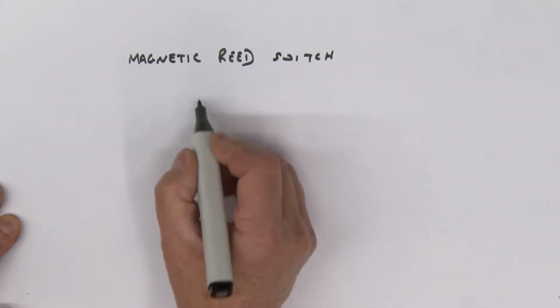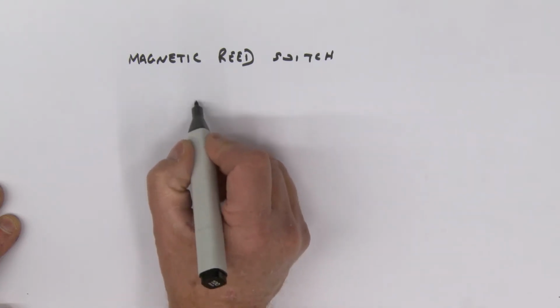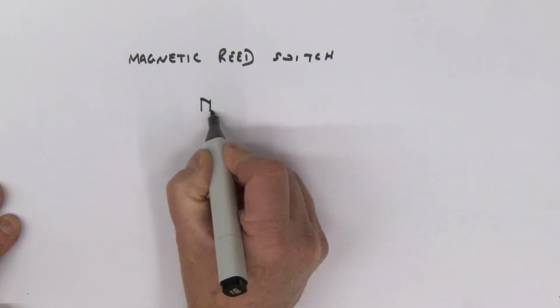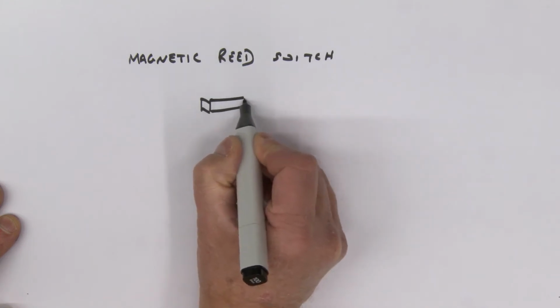All right, so what you'll see is, and I'll attempt to do a little drawing here. You have a little magnet, okay? And this is my little magnet.